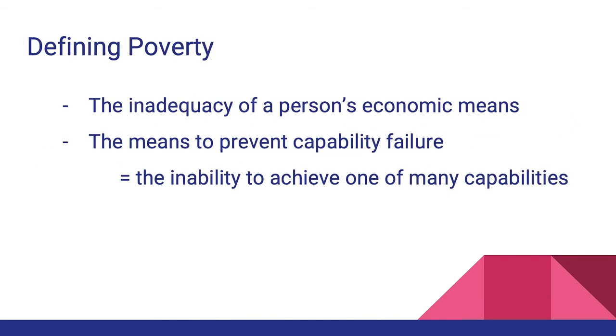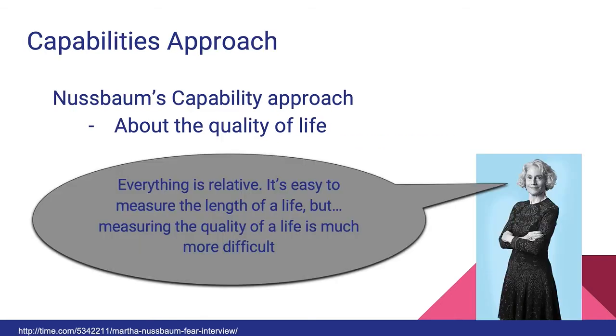We define poverty through the inadequacy of a person's economic means and the means to prevent capability failure. Capability failure, in other words, is the inability to achieve one of many capabilities. The capabilities approach is about the quality of life. Under Nussbaum's capability approach, everything is relative. It is easy to measure the length of a life, but measuring the quality of a life is much more difficult.